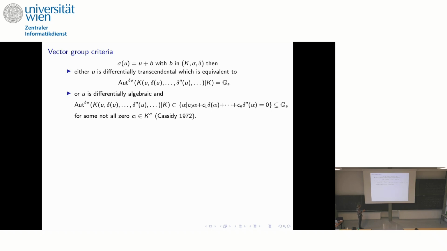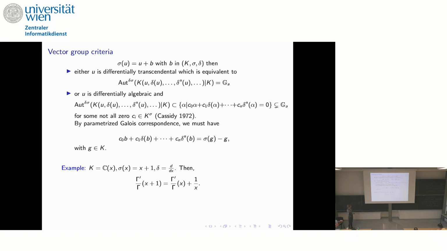Okay, so now we are in the second case. What happens on the coefficients of our equation? Since we are in this second case, you use the parameterized Galois correspondence, and you must have such a relation on the coefficient b of your equation. So this linear differential equation applied to b gives you something of the form sigma of g minus g. So let us see what it gives on gamma.